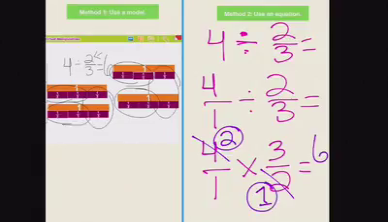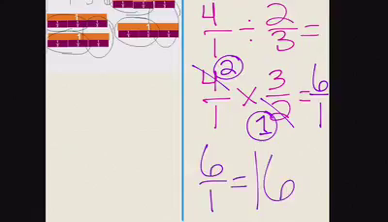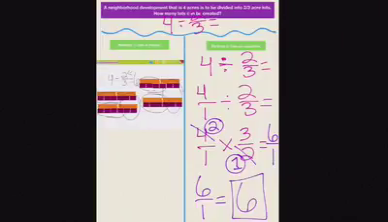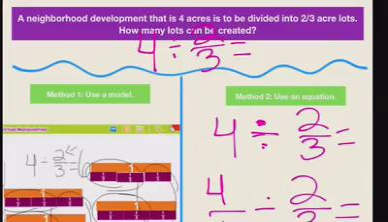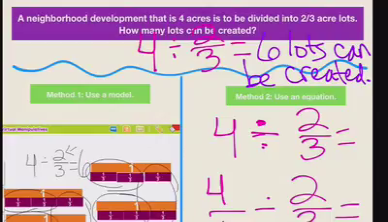2 times 3 is 6. 1 times 1 is 1. So we get a quotient of 6 over 1. Again, we're going to simplify that to 6 because 6 divided by 1 equals 6. Again, you can see we get the same quotient no matter what method we choose. So we can say that a total of 6 lots can be created.